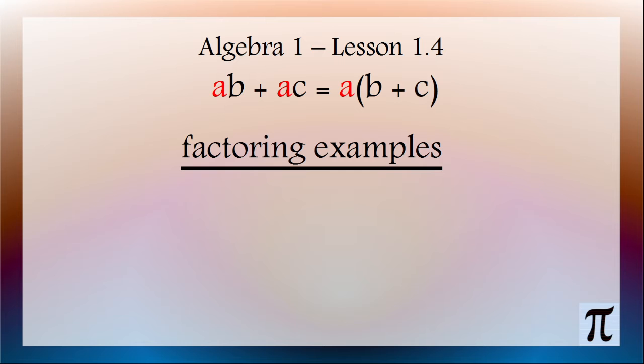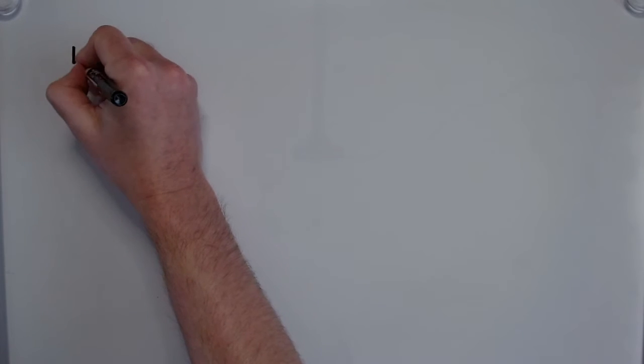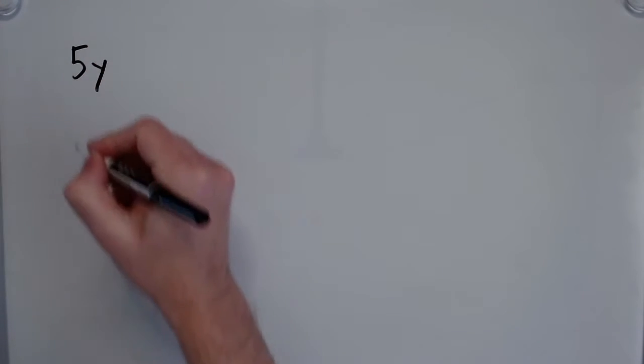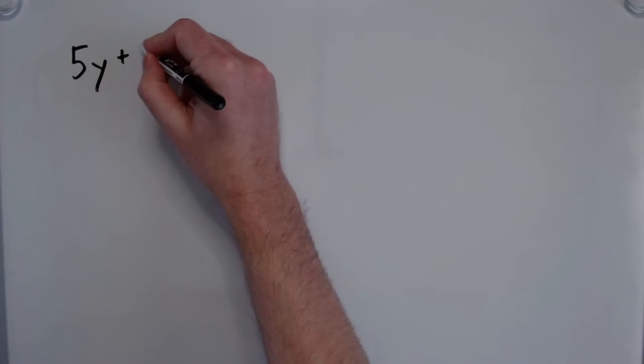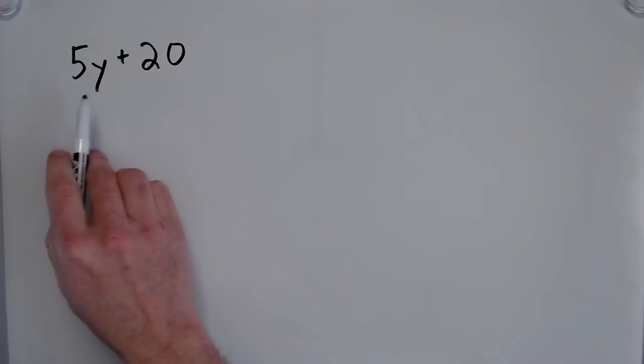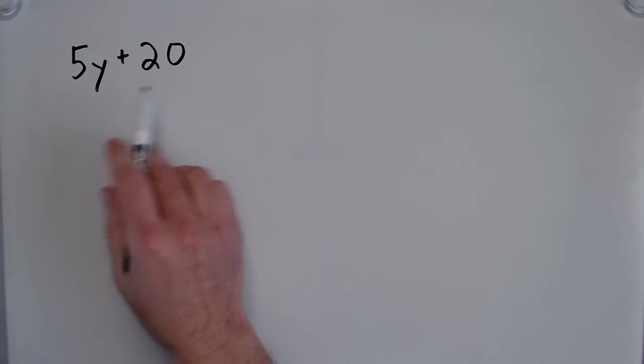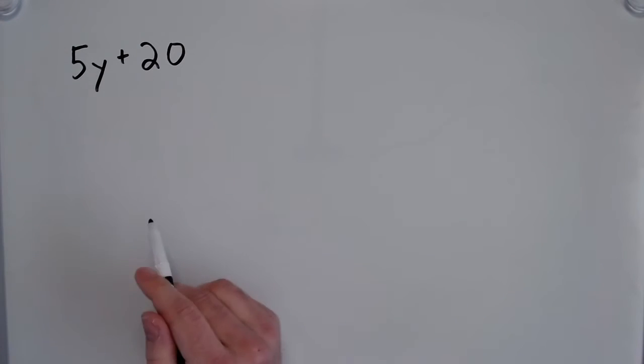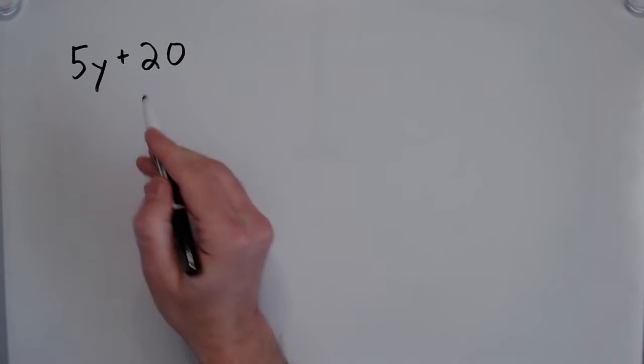So let's jump right back to the whiteboard and do some factoring examples. Okay, so we're here back at the whiteboard. Let's do some factoring examples. Let's try 5y plus 20. So we need to find a common factor between these two items. What is something that is multiplied to get both of these? In this case, it's the 5.